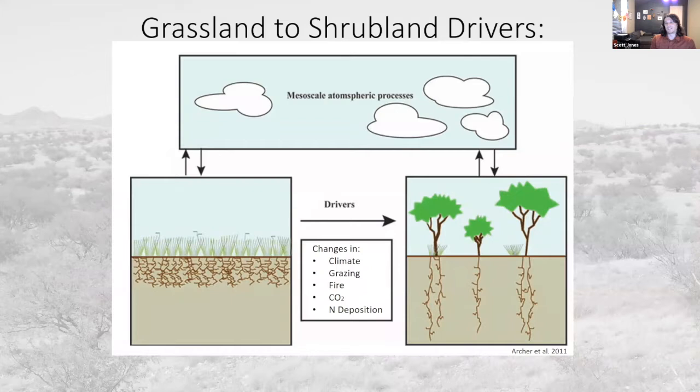So what's causing these shrubs to move into grasslands? What are the drivers behind it? Well, they're complex, as I mentioned, and they're very interconnected. They can range from climate, grazing, fire, and there are some ideas that increases in carbon dioxide and nitrogen may actually play a role. But I believe in our region, we're really looking at climate, changes in grazing, and then fire. So I'll cover those fairly quickly.